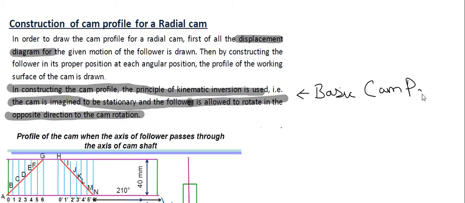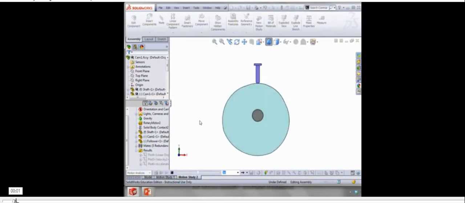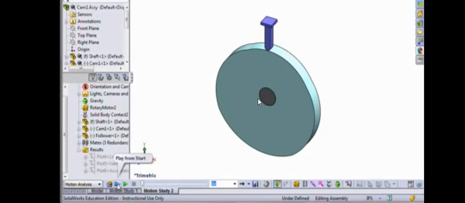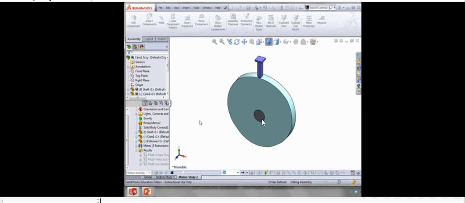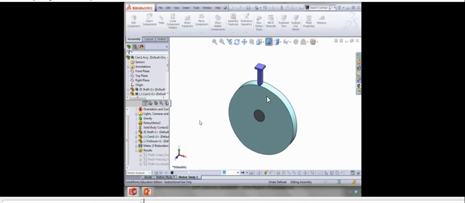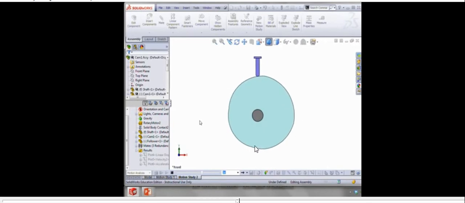That is kinematic inversion, where the cam is imagined to be stationary and the follower rotates in the opposite direction of the cam rotation. As we see in that video again, here the light blue cam is rotating, and the follower is just moving along its curvature, rising and falling. But when we draw the cam profile, we assume that the cam is stationary and the follower rotates in this direction, opposite to the cam rotation.